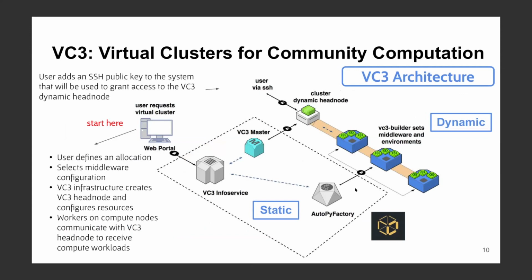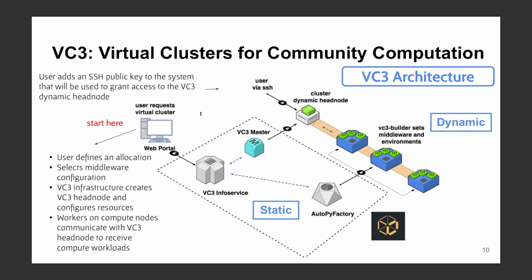So this is a schematic of the architecture for VC3. What the user sees is basically a website. In the website, they need to enter some credentials for authentication. So they create some for accessing a dynamic head node that is created on the fly by VC3. And then they need to provide their credentials to the different HPC resources they might have access to.